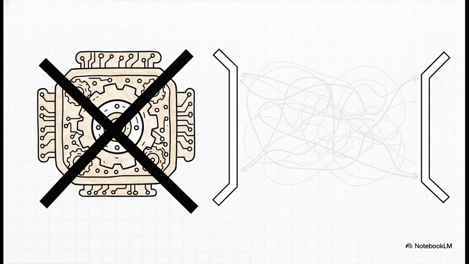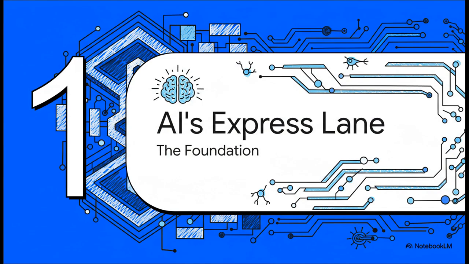Well, it turns out the answer isn't about the engine, it's about the roads. The invisible highways that carry all the information through the model. And believe it or not, a recent breakthrough has basically given these highways a set of incredibly smart guardrails, and that changes everything.